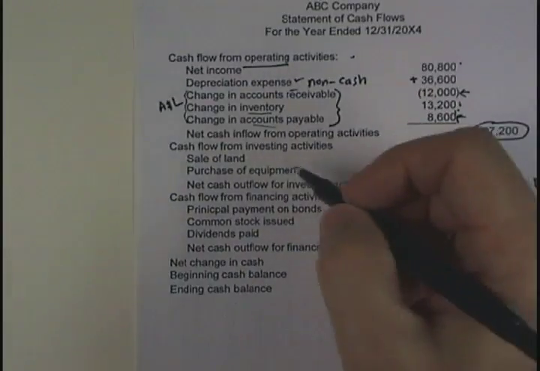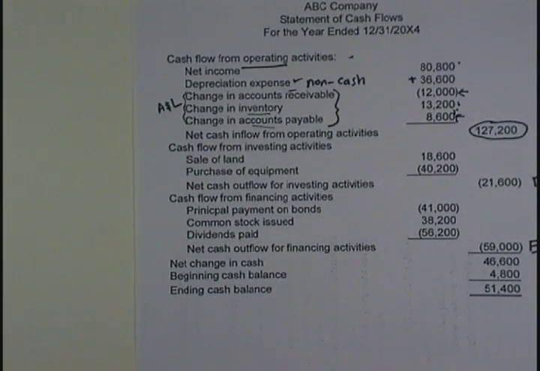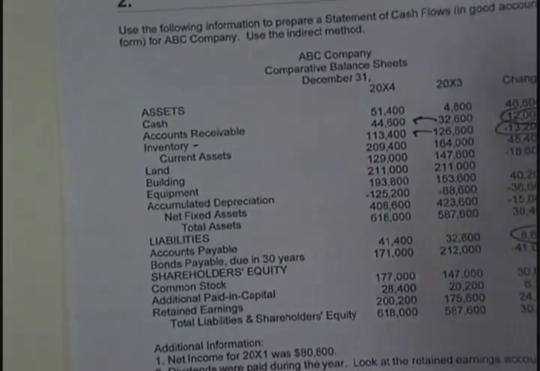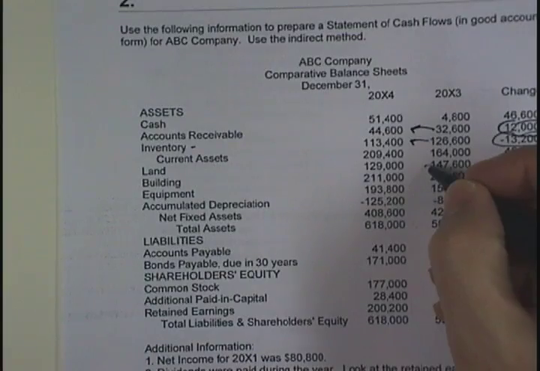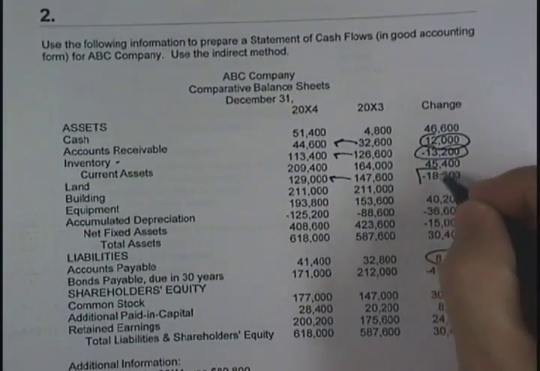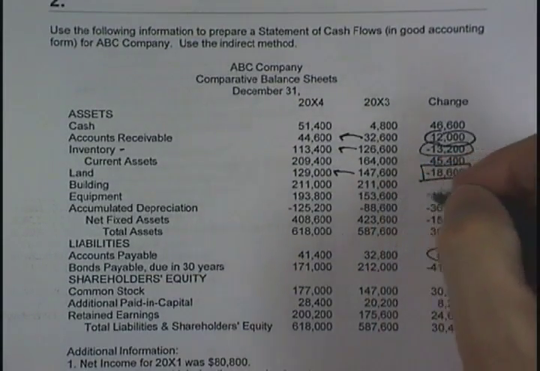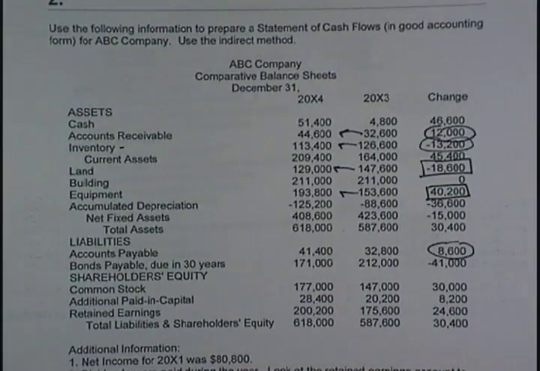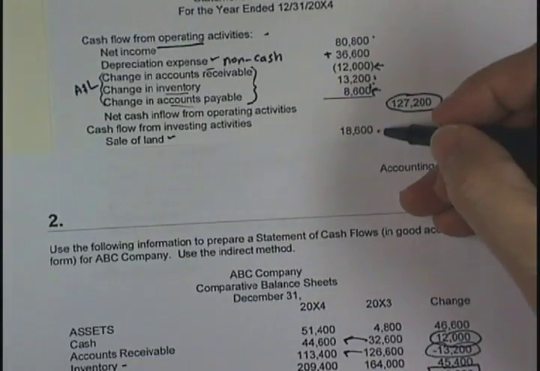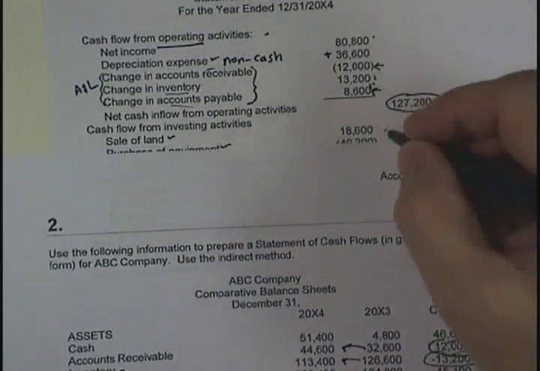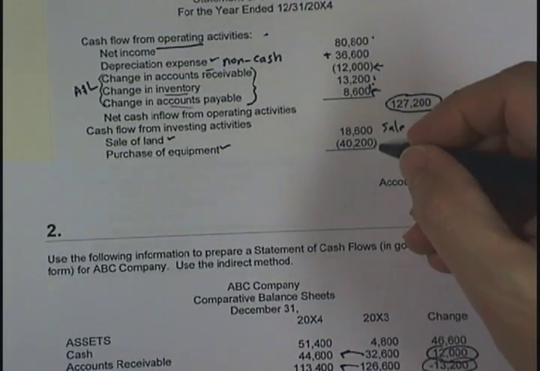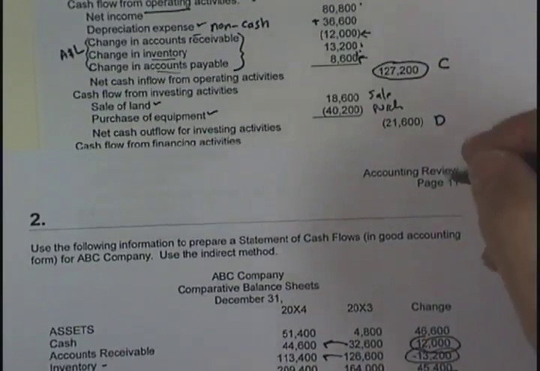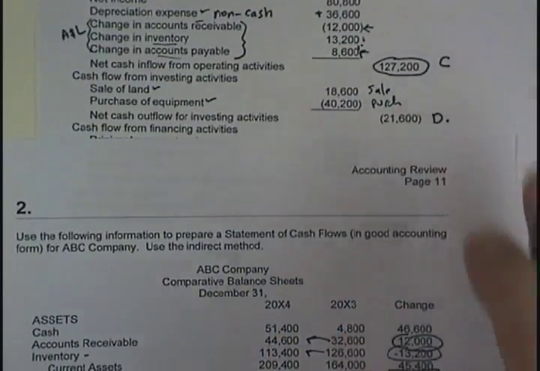So back to our statement of cash flows. In the investing activities section, the items we're looking at here are investments in land and purchase of the equipment. The land on that balance sheet was $147,600, and they actually sold off part of it and it went down to $129,000. So there's a decrease in the land of $18,600, and then the equipment went from $153,600 up to $193,800, so they purchased $40,200 worth of equipment. So in the investing activities, they got $18,600 from the sale of part of the land, and then they used $40,200 when they purchased the equipment. So the investing activities actually used up $21,600, which is the answer to Part D of this problem 2.